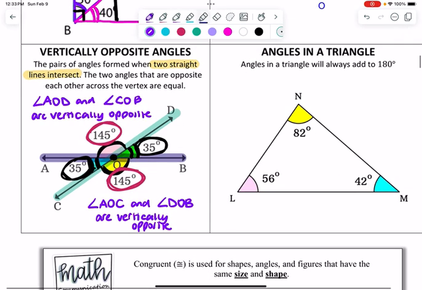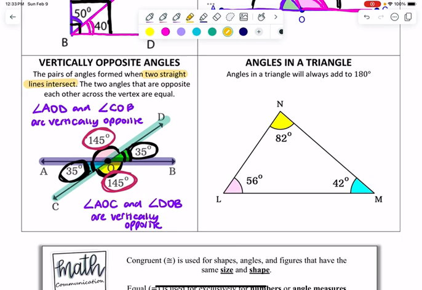Okay, the last angle property for today. We have angles in a triangle. So if I have any triangle, doesn't matter what it looks like, a right triangle, a scalene triangle, any triangle at all, isosceles, equilateral, etc. All of the inside angles will always sum or add to 180.